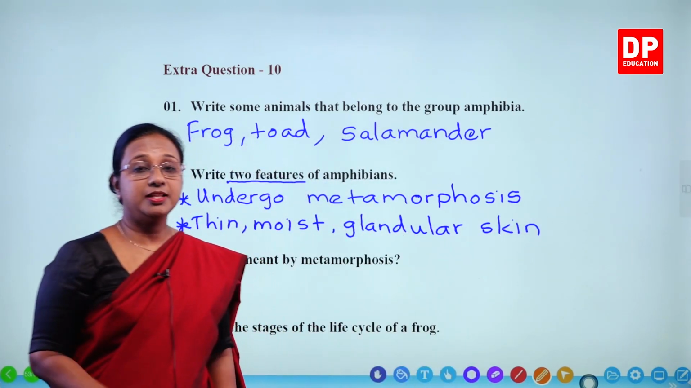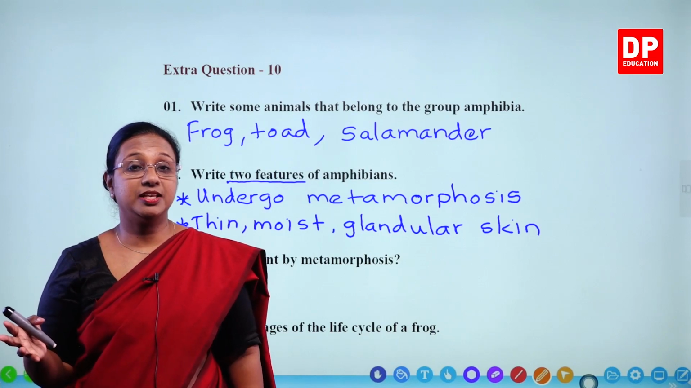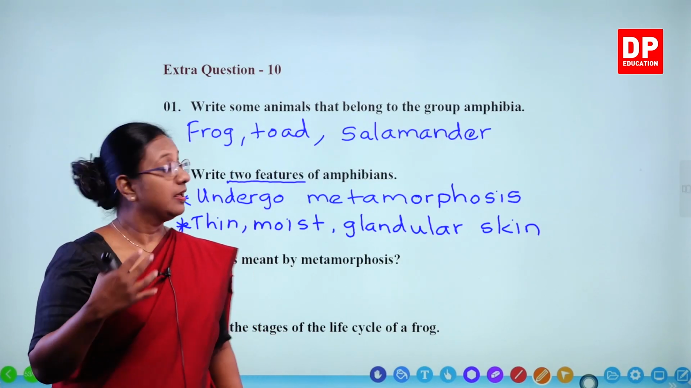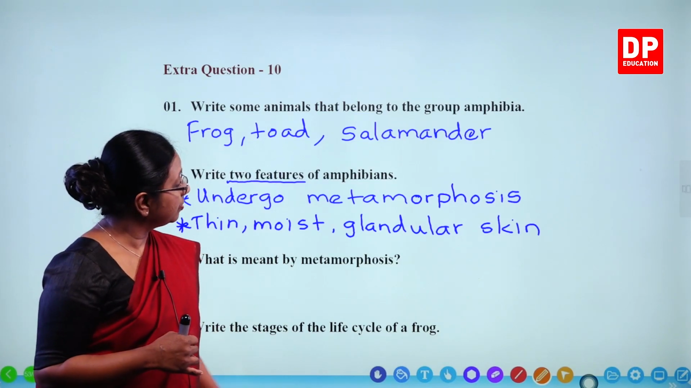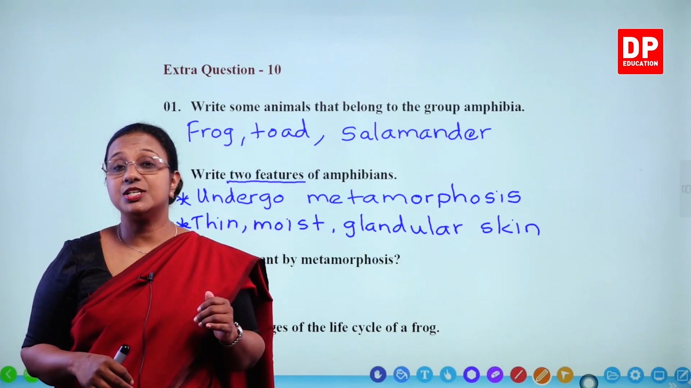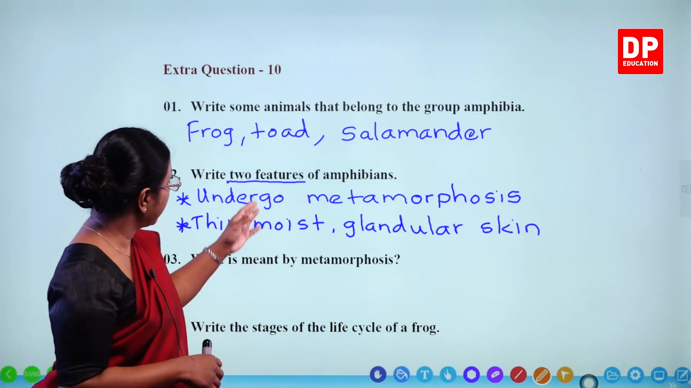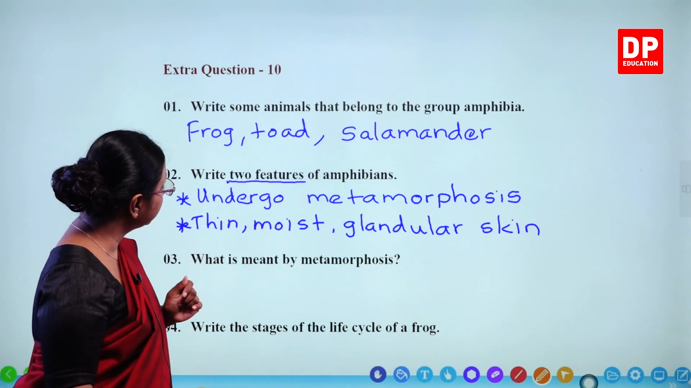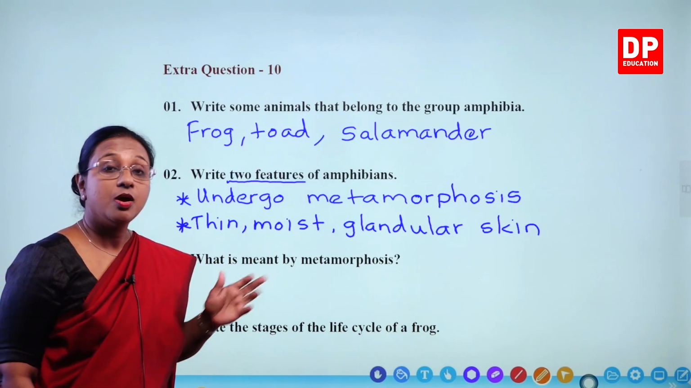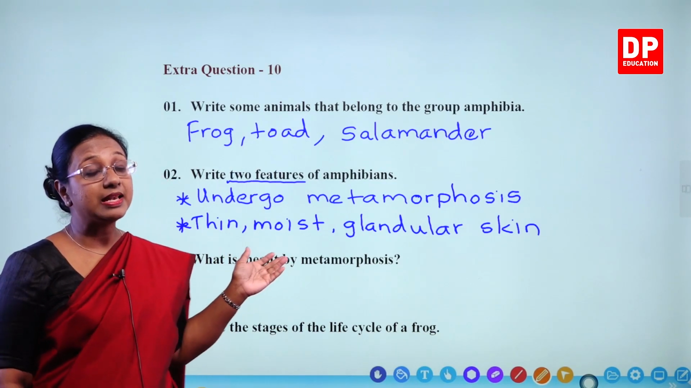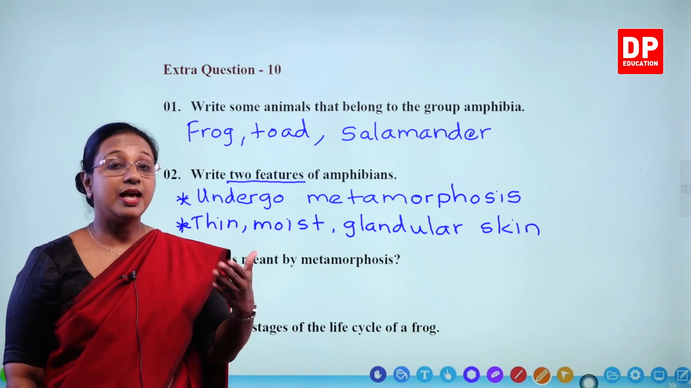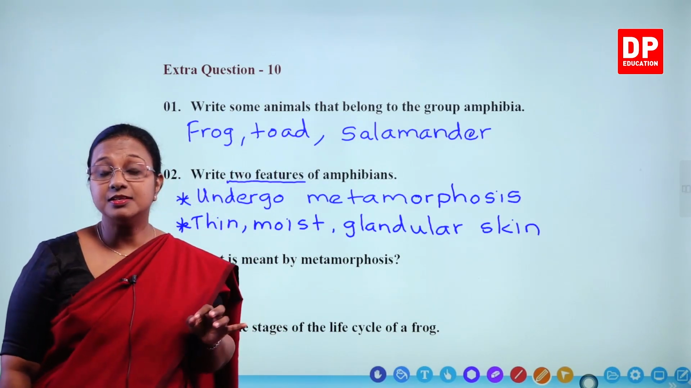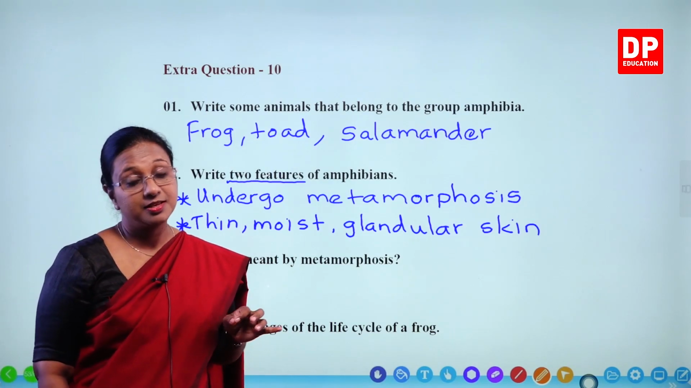What else can you write? They don't have scales on skin. They use their limbs for locomotion. So all those can be given as features of amphibians. I have written these two: they undergo metamorphosis and they have a thin, moist, glandular skin. Also, they respire by lungs, mouth as well as the skin. That also can be written as a feature of amphibians.